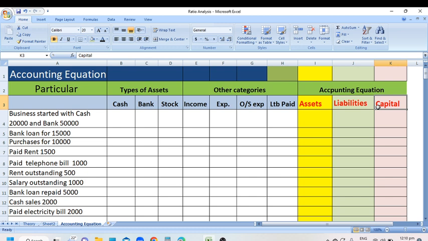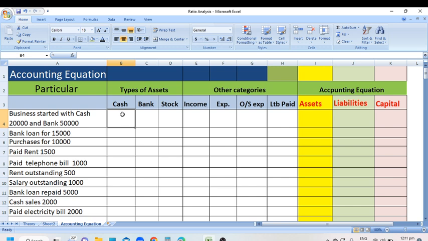And capital is always made up by the starting investment, like the business started with cash. So this is capital, and bank is capital too. When you combine all together, it becomes the whole amount of capital. So capital is affected by the starting investment account, and by expenses, by income, and outstanding expenses as well. And we will look at how it works by the transactions. Okay, we can start now.